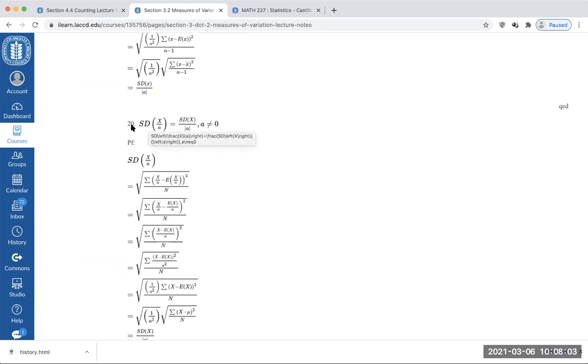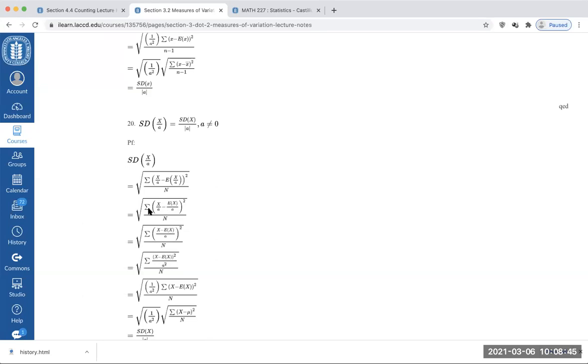Lastly, the standard deviation of x over a is the standard deviation of x divided by the absolute value of a, so long as a is not equal to 0. So the standard deviation of x over a is just the square root of the sum of x over a minus the expected value of x over a quantity squared, divided by n. The expected value of x over a is just the expected value of x divided by a, using the properties of summation from the previous section.